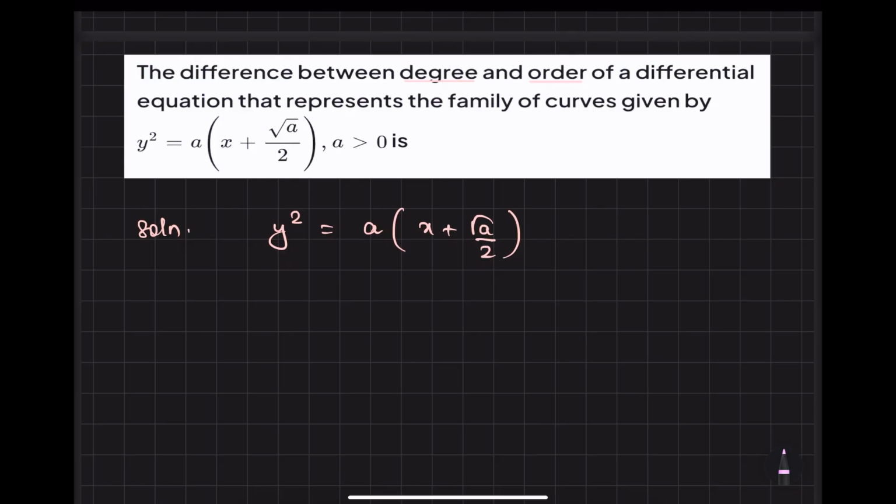So differentiation of y square becomes 2y dy by dx. I'll be using y dash. Okay, now this is a. Differentiation of ax becomes a, and then we have a constant, so the constant will become 0. Okay, now let's use this value of a in the above equation.